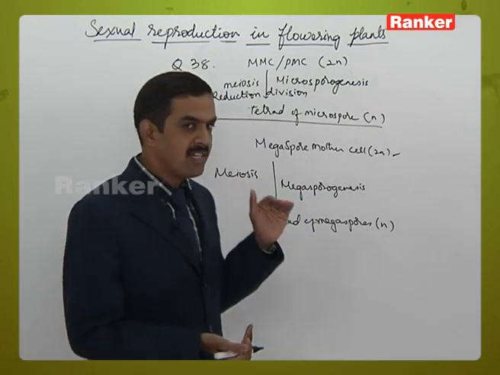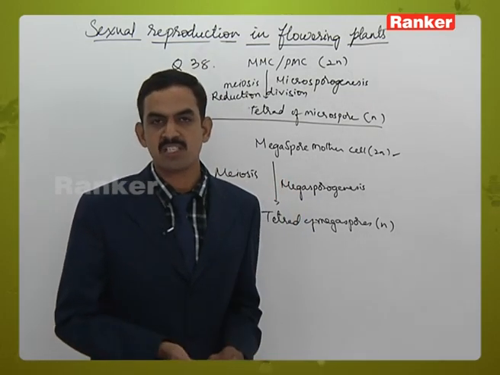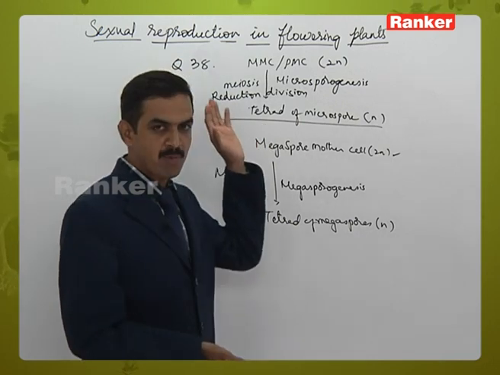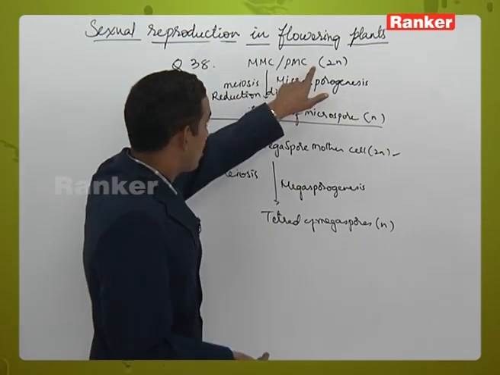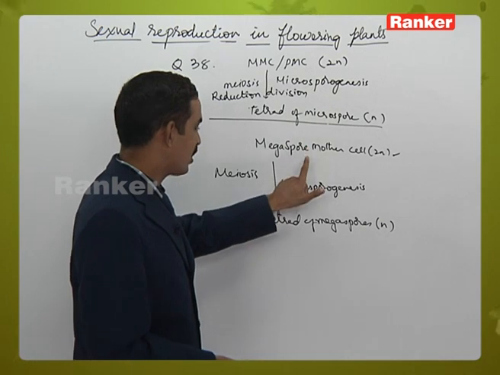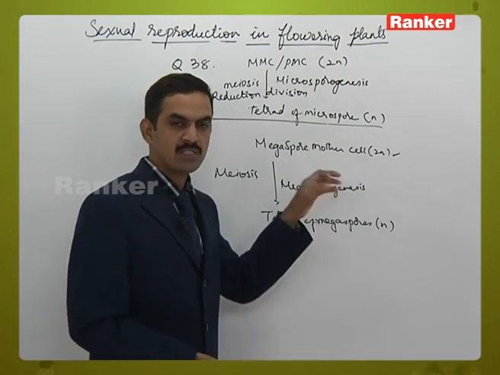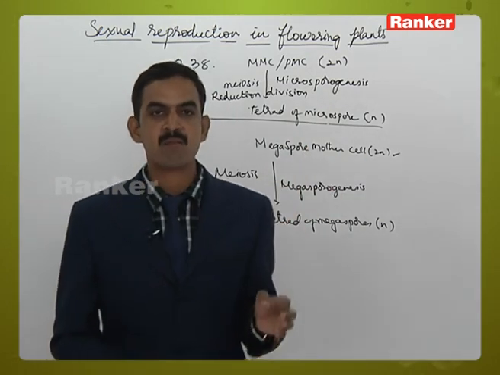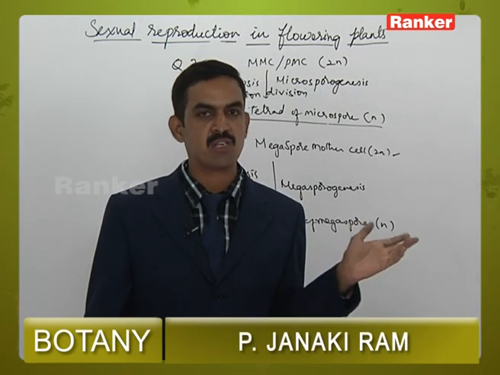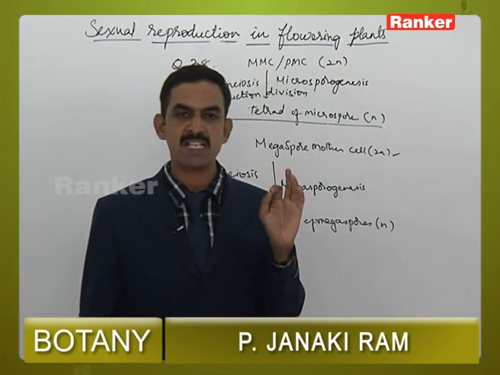And as and when the reduction division or meiosis is taking place, we know that the chromosome number is reduced to half. So 2n is converted into n. Here also 2n is converted into n. So during microsporogenesis and megasporogenesis, the chromosome number is reduced to half. So the assertion statement is correct.